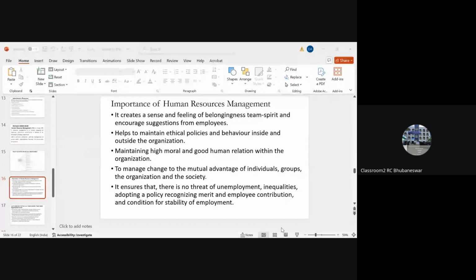Importance of human resource management. Why management of human resource is very, very important. What are the different importances of managing human resource? The first is to create a sense and feeling of belongingness. What is belongingness? Feeling of one family. My own brother and sister, my own son and daughter. That is known as belongingness. That belongingness must encourage our team spirit and our employment ability.